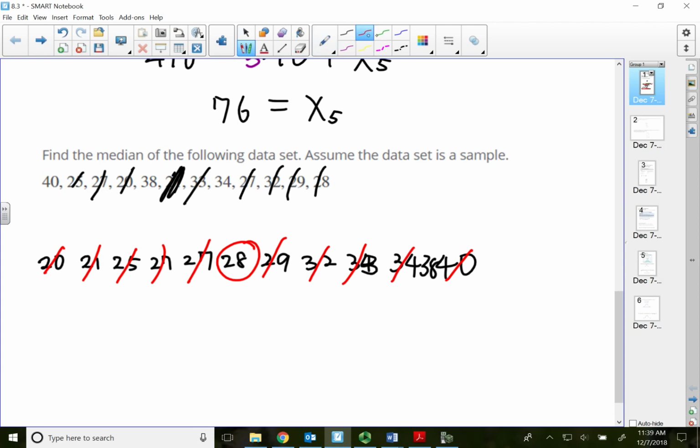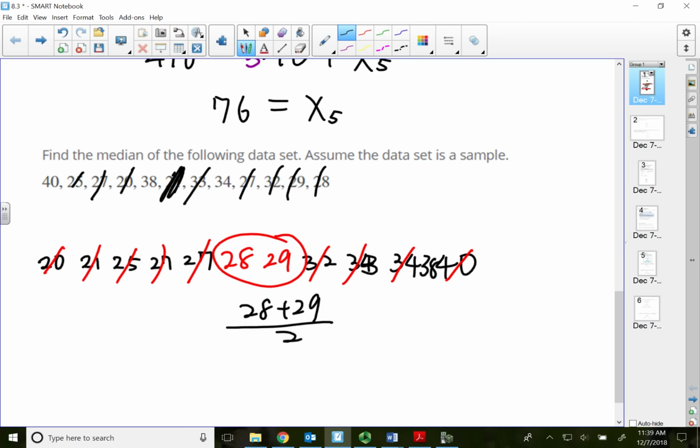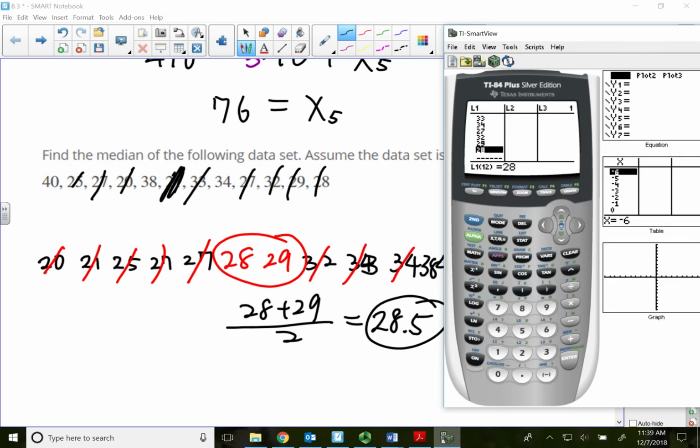So if I work my way towards the middle, these two numbers, the 28 and 29, should be the two in the middle. If I got 2 left in the middle, what I do is add them up and divide by 2. That's the reason why exactly in between 28 and 29 would be 28.5. That's why my median in the calculator shows 28.5.